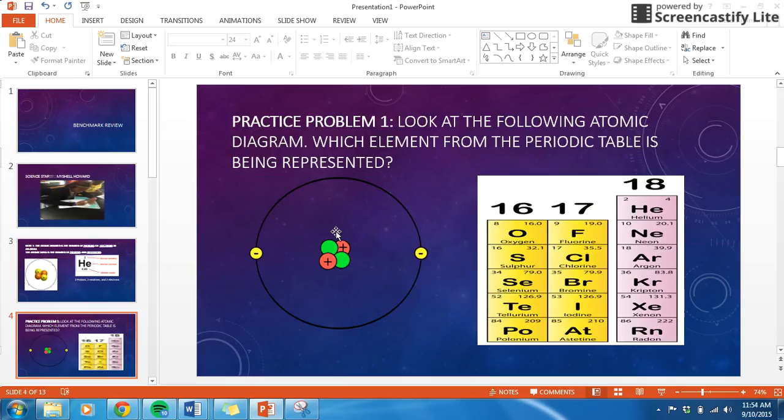Our practice problem number 1. Look at the following atomic diagram. Which element from the periodic table is being represented? So what I want you to do is count how many protons and electrons we have and figure out which element it is.